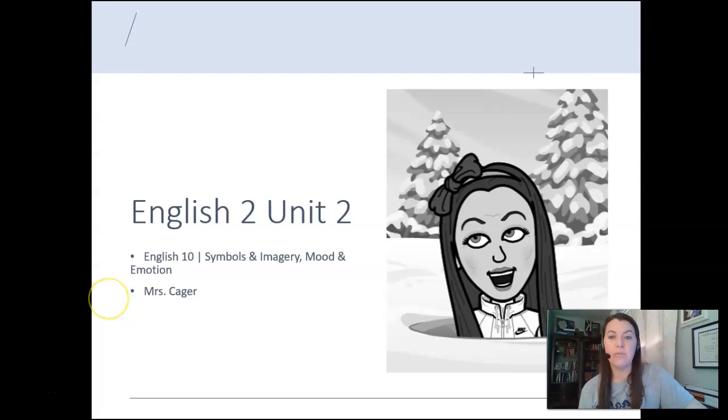I just wanted to give you a little introduction into Unit 2, which we're starting today. Unit 2 is all about symbols, imagery, mood, and emotion in writing. So we're going to take a look at a couple of things here together, and then I've got a video that I want to share with you that offers us a really good explanation of symbolism and imagery in literature.